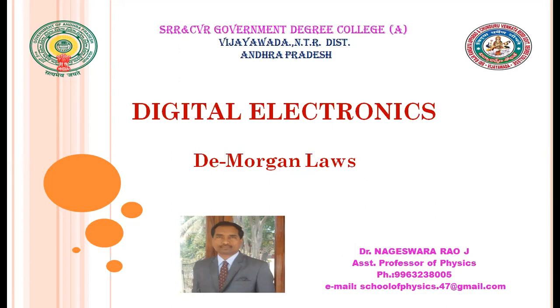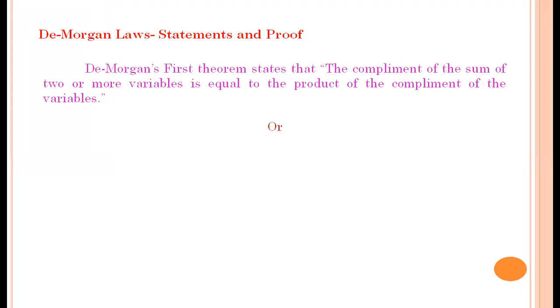Today we will discuss De Morgan laws. These laws are very important for Boolean algebra calculations. Actually, De Morgan laws are two statements. There is a De Morgan first law and a De Morgan second law.